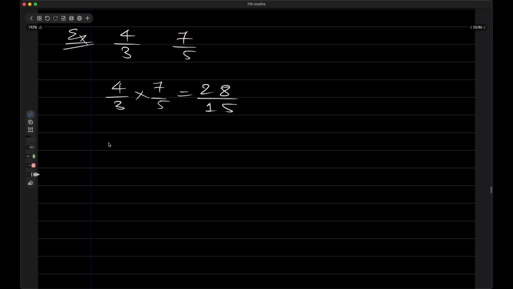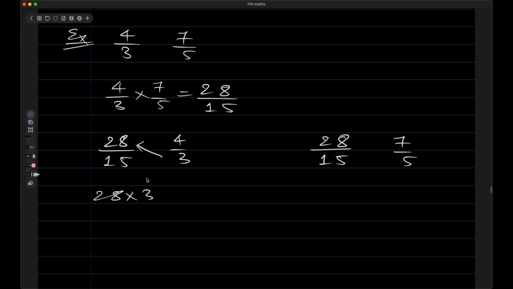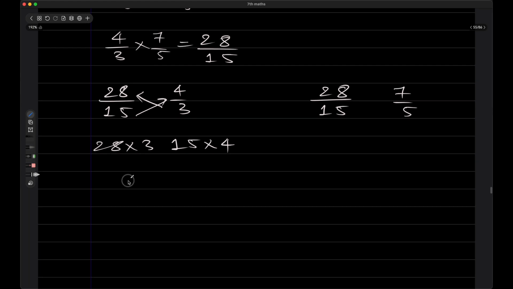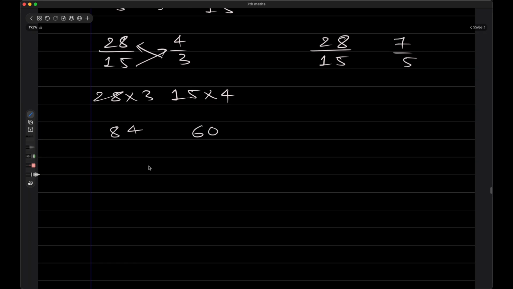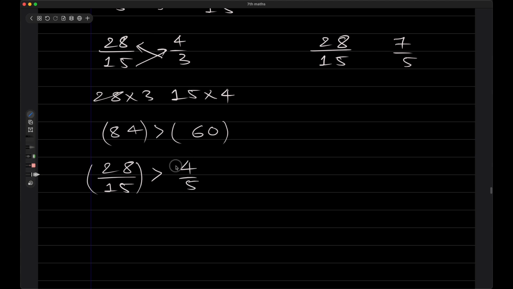Now I will compare the result, 28 divided by 15, with 4 divided by 3, and 28 divided by 15 with 7 divided by 5. Cross multiplying, 28 into 3 and 15 into 4. So we have 84 greater than 60. So I can say 28 divided by 15, that is the product, is greater than the improper fraction 4 divided by 3.